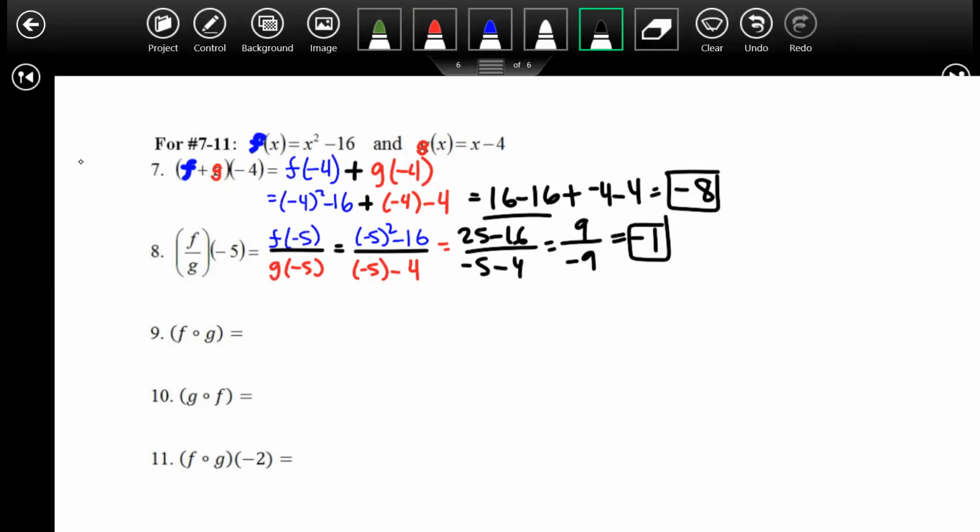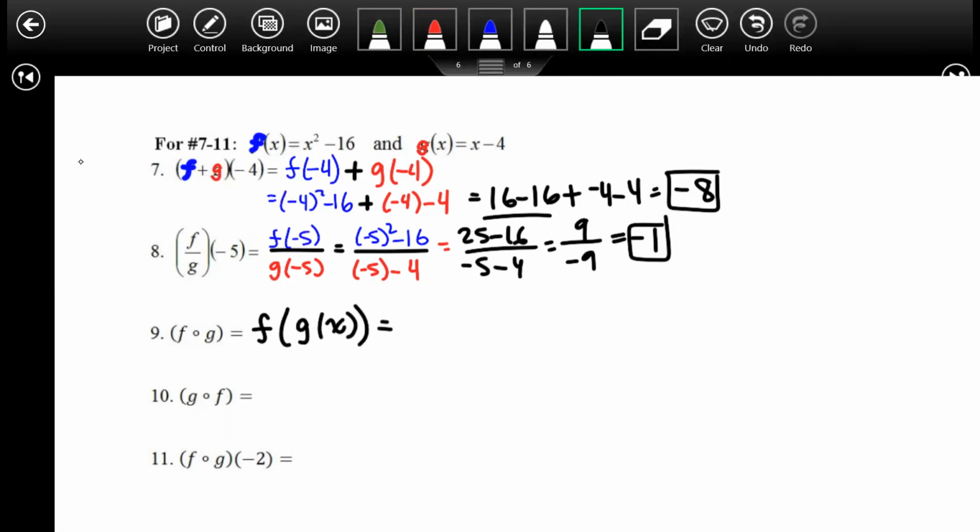F of g is not multiplication. We're looking at composition this time. The small circle represents f of g, g of f. Okay, so we're looking at both of these different versions. So if I wanted to rewrite this, it would be f of g of x. There's no input value for this, so we leave it the same.